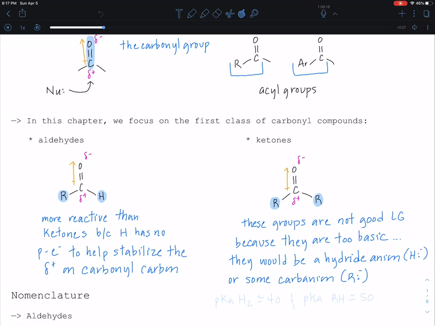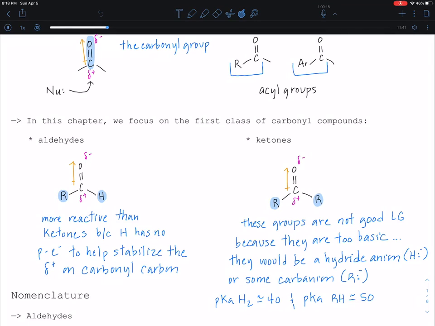And what do I mean by that? Well, if you were to look at the conjugate acid of these guys, the pKa of hydrogen is somewhere around 40, and the pKa of some alkyl group is somewhere around 50. So the hydride anion and some carbanion are going to be pretty wildly basic. So they're not taking off. H minus is not leaving, and some carbanion is not going to leave, under normal circumstances.